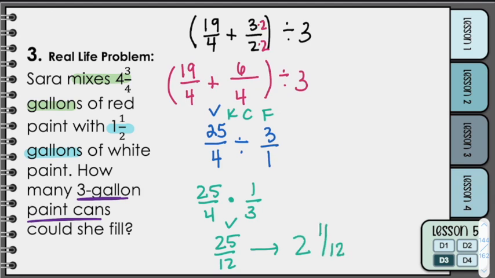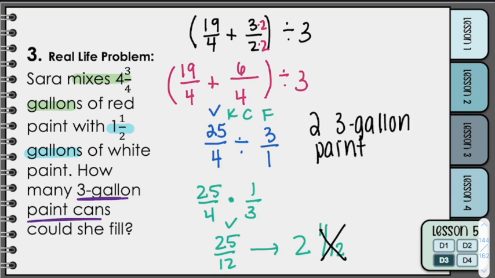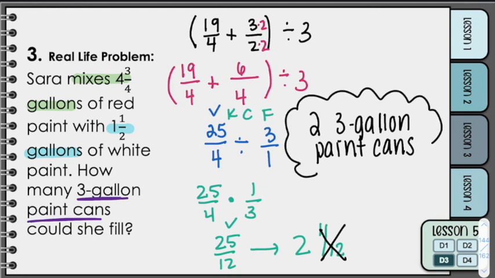Now, we're trying to figure out how many 3-gallon paint cans she could fill. Technically, you can't fill that third 3-gallon paint can. So what you would only have is 2 3-gallon paint cans that Sarah can fill up. So be careful that 3 doesn't throw you off.